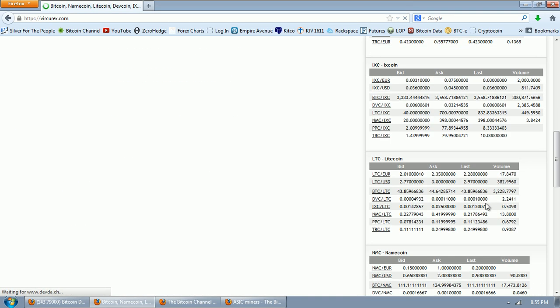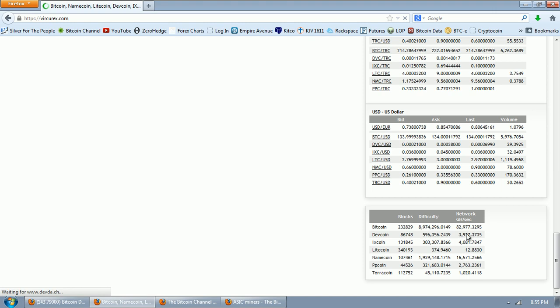Yeah, so if you go down on there, you can see there's the network gigahash per second that they have there, and you can see the Bitcoin's up at 82,000. And the second one you've got running is the Namecoin, and then you can see these others. Now the Litecoin is all the way down at 12.8. So I don't even understand this.